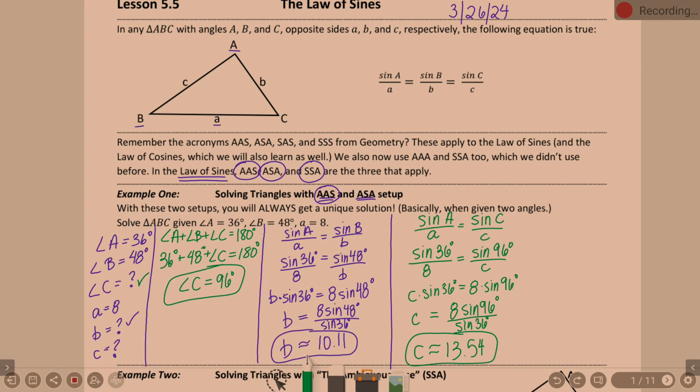Got the basics? Okay. So this is a situation where we were given 2 angles, and we're able to find the missing angle and the missing 2 sides. Doing the math. Okay. Now, let's look at some other situations.